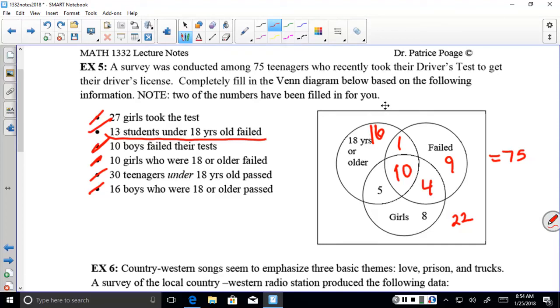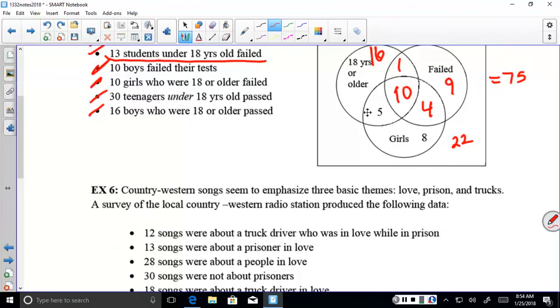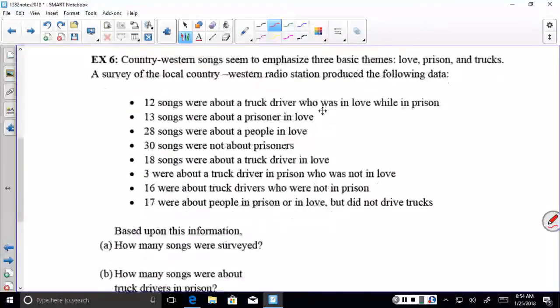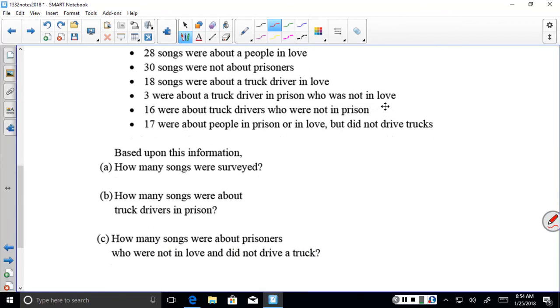I know your brain's burning out, but I'm going to do one more with you here. We got 7 minutes. Country western songs seem to emphasize 3 basic themes: love, prison, and trucks. A survey of a local country western station produced the following data. 12 songs were about truck drivers and love, and then we got prison and all this. So we have truck drivers, love, and prison. So I'm going to make a 3-circle Venn diagram here.